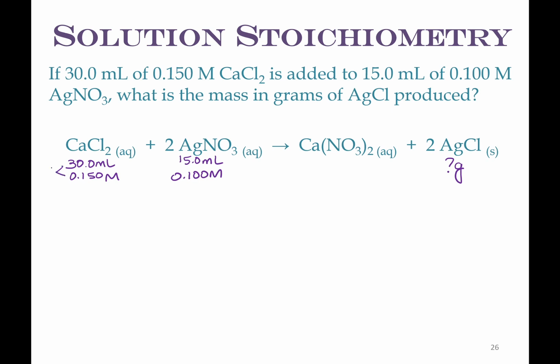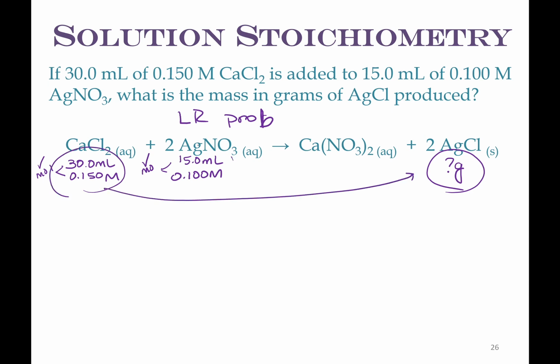So I'm given enough information here, I can find moles. I'm given enough information here, I can find moles. And I'm asked about a product. So what type of problem is this? This is a limiting reactant problem. So we're going to have to do this twice. We're going to go from here to there, and from here to there, and we're going to see which one produces the least, right? So let's start either way. So 30 milliliters of calcium chloride.